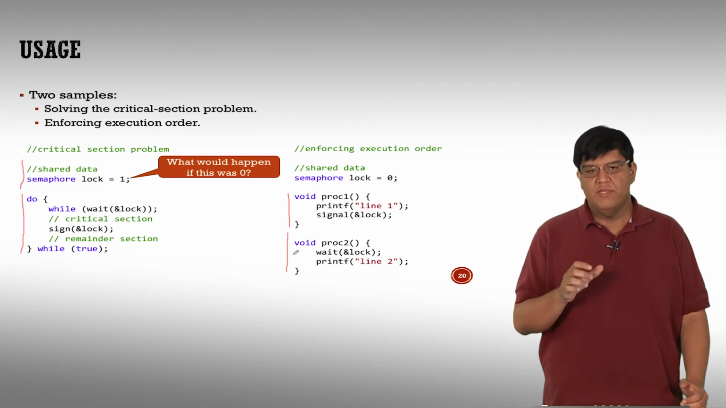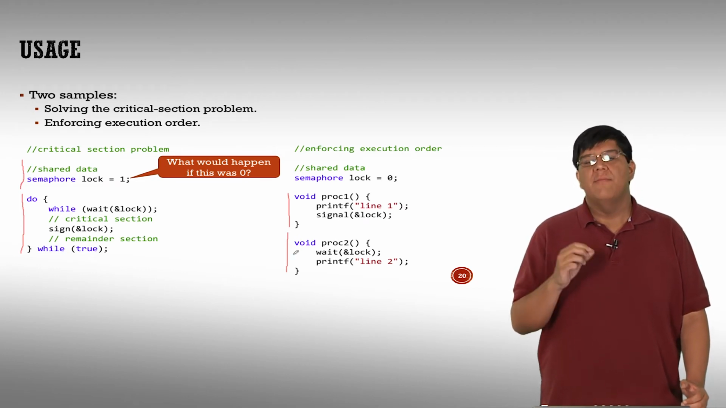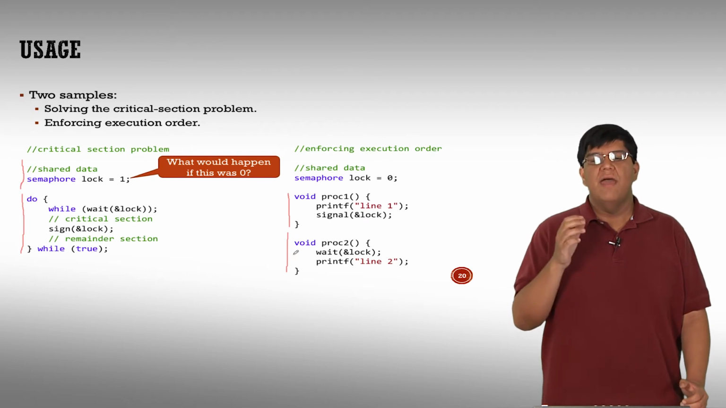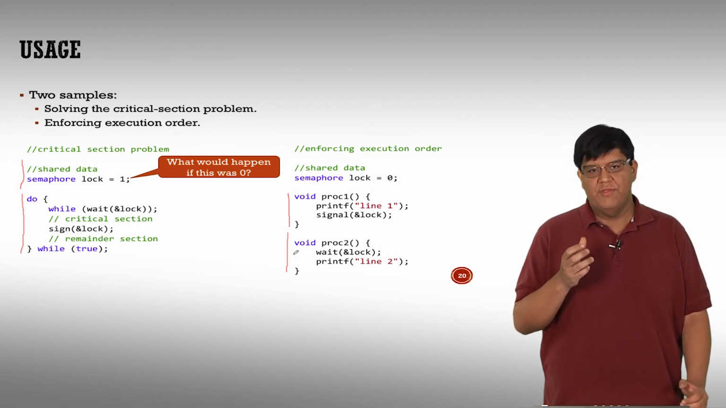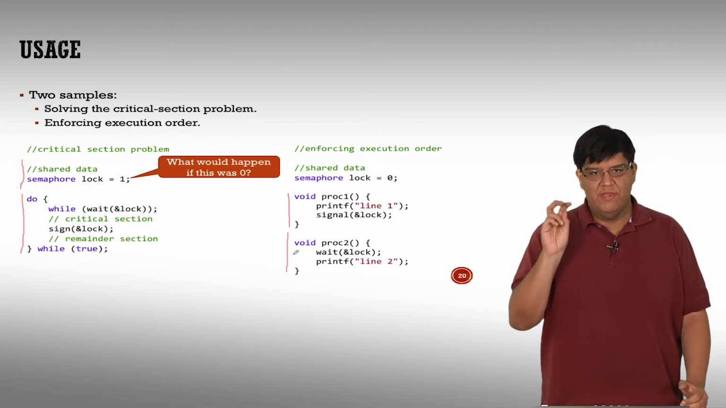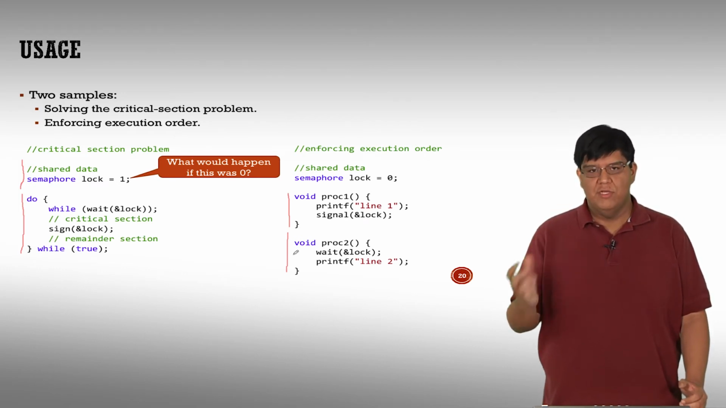But then procedure 1 finishes out and signals on that lock. That means that semaphore will become a value of 1, and then the wait in procedure 2 will be able to complete. It'll be able to consume that kind of resource, and then it'll do that print line 2.